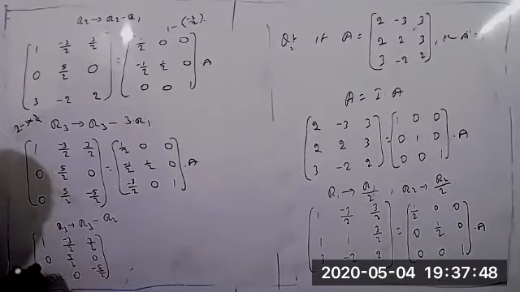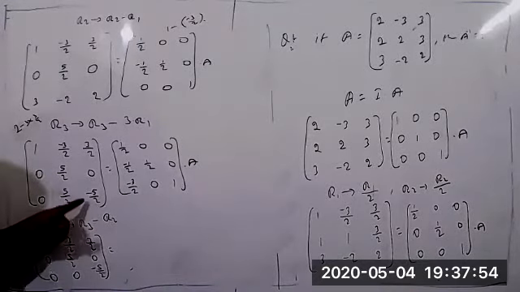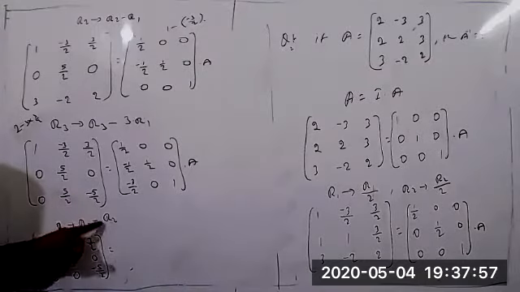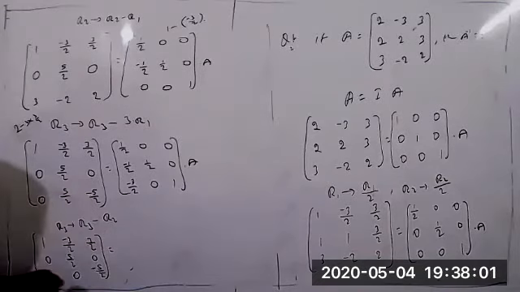Sir, it should be plus 5 by 2. This is R3 minus R2. R3 equal to minus 5 by 2. Yes, sir. Minus R2 equal to 0 only. Yes, sir. So minus 5 by 2 minus 0 equal to minus 5 by 2 only.